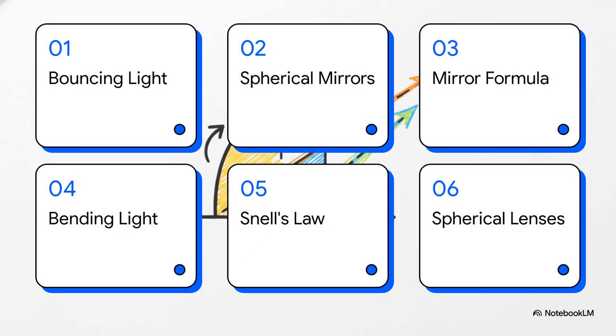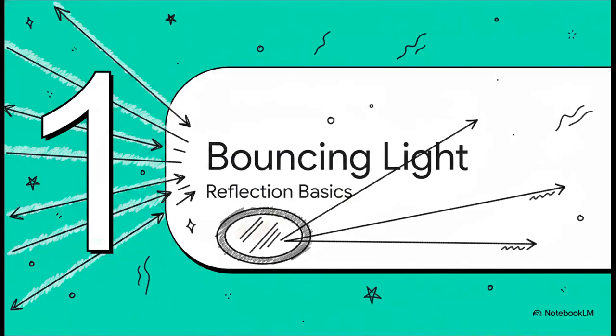All right, let's take a quick look at our roadmap for today. We're covering 1. Bouncing light and reflection basics. 2. Spherical mirrors and rules. 3. Unlocking the mirror formula. 4. Bending light through refraction. 5. Snell's law. And 6. Understanding spherical lenses.